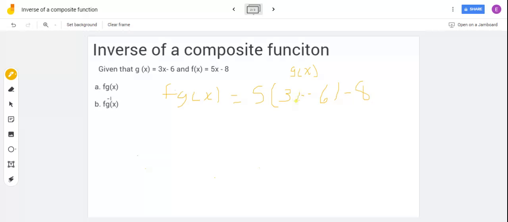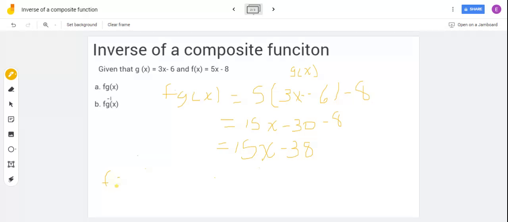Then we're going to expand the bracket. So I get 3 5s, 15. 5 times 6, that's 30. And minus 8. So when I simplify that, we get 15x minus 38. So f of g of x is 15x minus 38. So now we're going to look at its inverse.